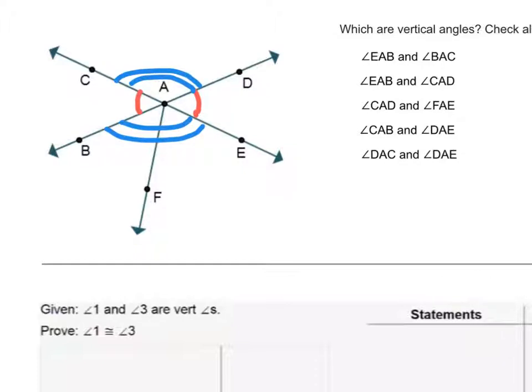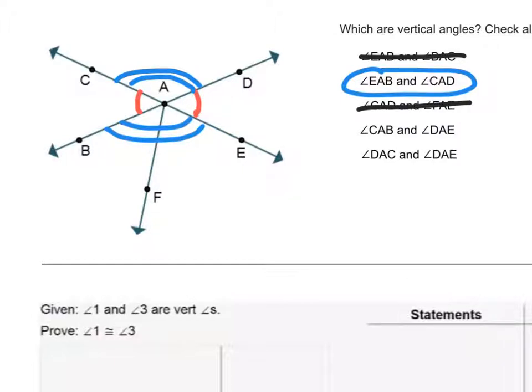So let's take a look. I've got EAB and BAC. Those are not vertical. Those actually form a linear pair, but they're not vertical. So that one doesn't work. EAB and CAD. Yes, those are vertical angles. They are across from each other, so I'm going to call that true. The next one, CAD and FAE. No, those are not across from each other, so that one doesn't work.